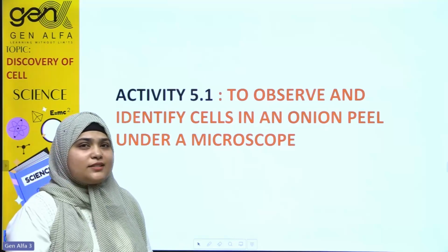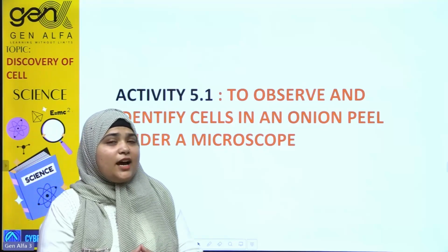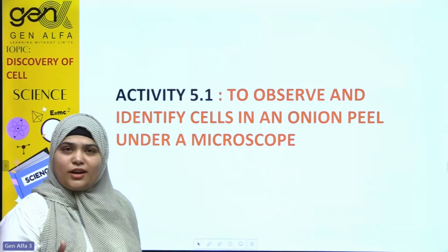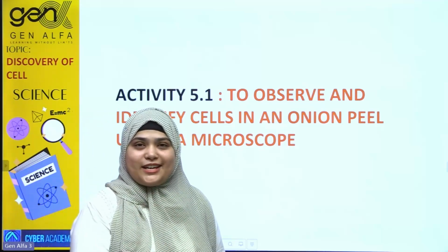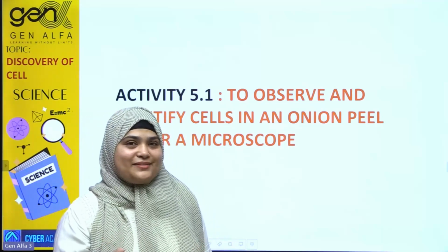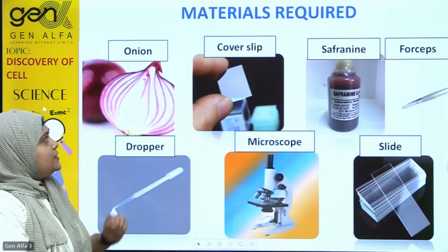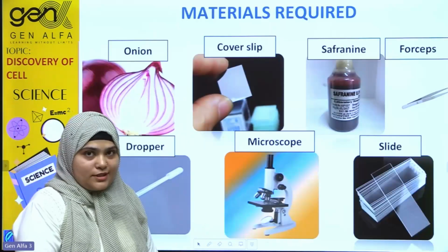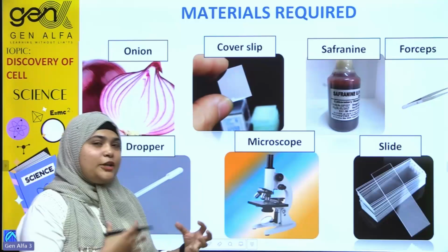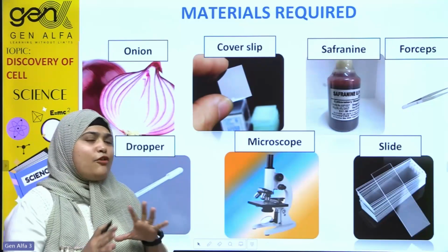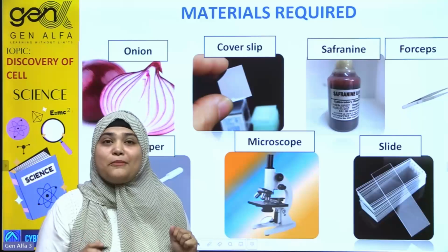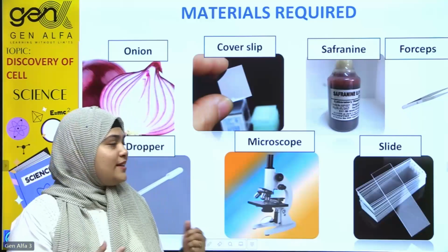Yes, we are going to discuss the cells inside the onion peel. The onion, the one in your kitchen, is now going to become a hero. Let's start with the activity. These are the step-by-step processes. You have to do it together, and I want all of you to imagine yourselves doing it. Start.